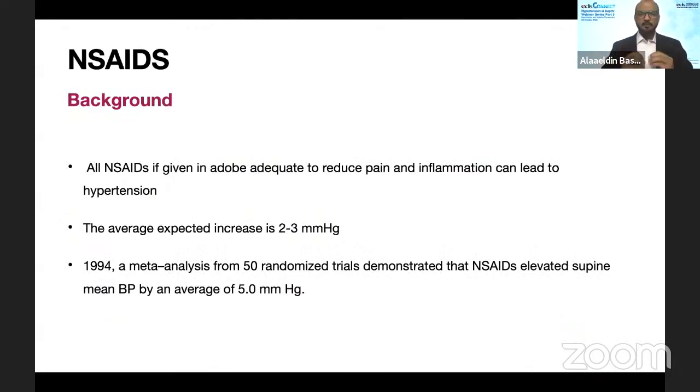And this is just a background of the effect of non-steroidal anti-inflammatories on hypertension. We know that non-steroidal anti-inflammatories are medications that are used to relieve pain and inflammation, and they're quite frequently used in patients with arthritis and in patients with rheumatologic problems. We know that they do increase the blood pressure by around 2 to 3 millimeters of mercury. There was a meta-analysis done in 1994, and that meta-analysis has shown that non-steroidals do increase the mean blood pressure by about 5 millimeters of mercury. So we're talking about an increase in blood pressure between 2 to 5 millimeters of mercury.